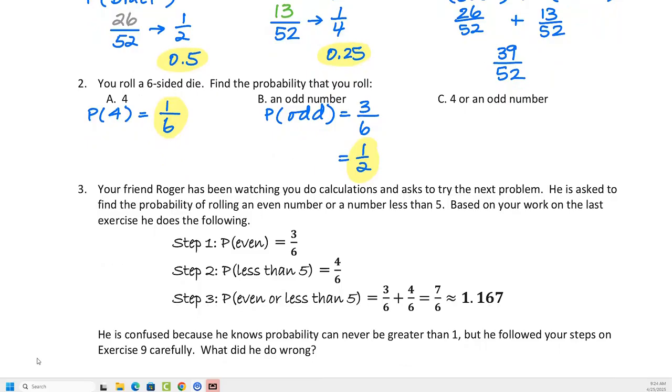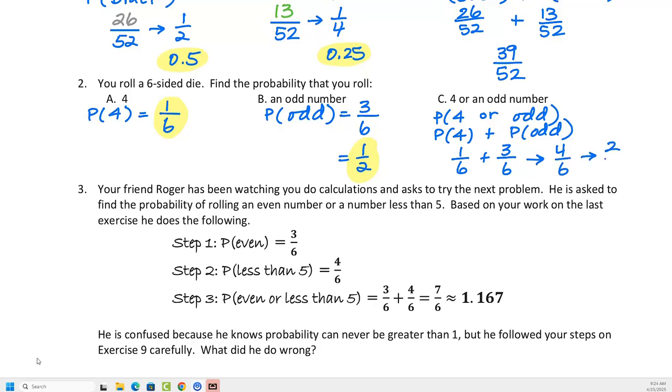How about 4 or an odd number? Is there any overlap between 4 and an odd number? Nope, 4 is an even number. So if we're looking for the probability of a 4 or odd, it's the same as the probability of a 4 plus the probability of an odd. Probability of a 4 was 1 in 6, and then the probability of an odd is 1/2, but can I write it as 3/6 instead? Which gives me 4/6, which is 2/3. I'm going to leave my answer as a fraction here.